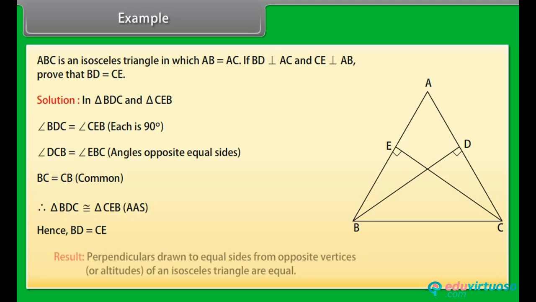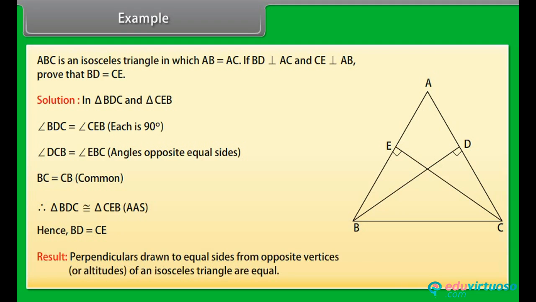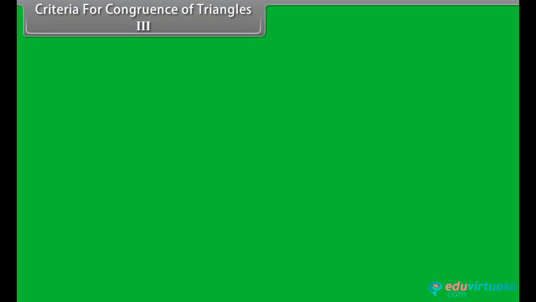This example gives us a result which says that perpendiculars drawn to equal sides from opposite vertices, or altitudes, of an isosceles triangle are equal.